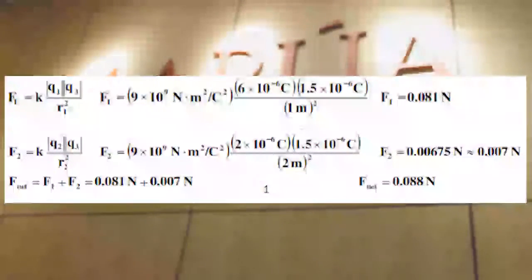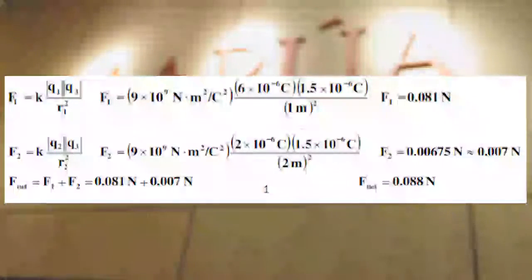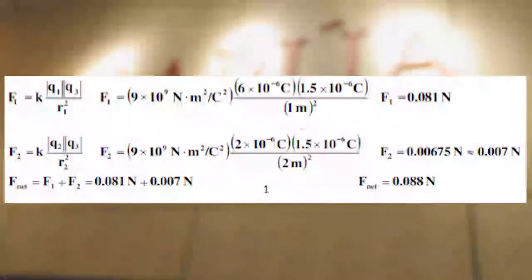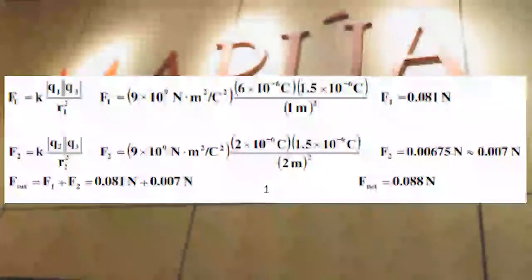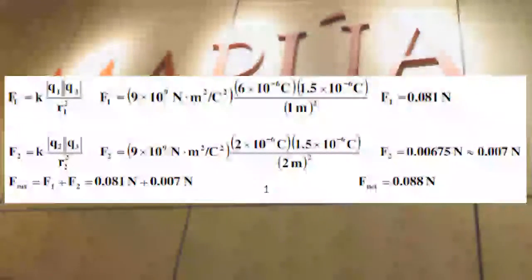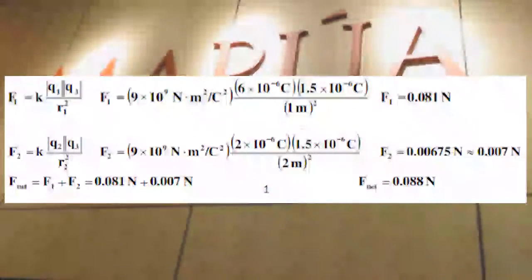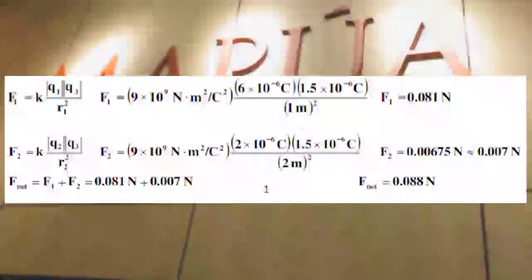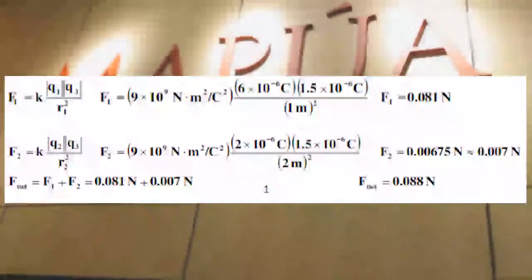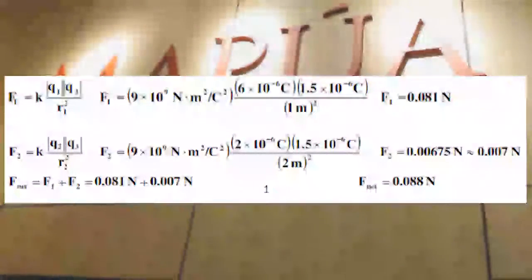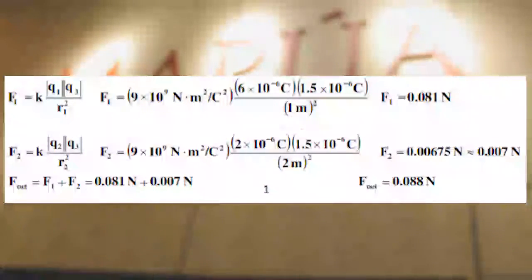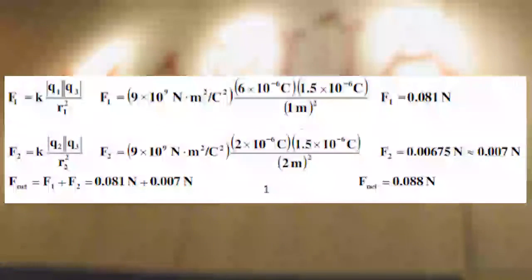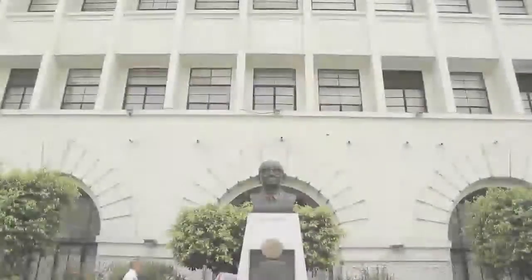The equation we use in solving F2 is F2 is equal to K times Q2 times Q3 all over R sub 2 raised to 2. 9 times 10 raised to 9 newton meter squared per coulomb squared multiplied by 2 times 10 raised to -6 coulomb times 1.5 times 10 raised to -6 coulomb divided by 2 meters squared. F2 is equal to 0.007 newton. And in finding the net force, we just have to add F1 to F2. Our net force is equal to 0.088 newton.